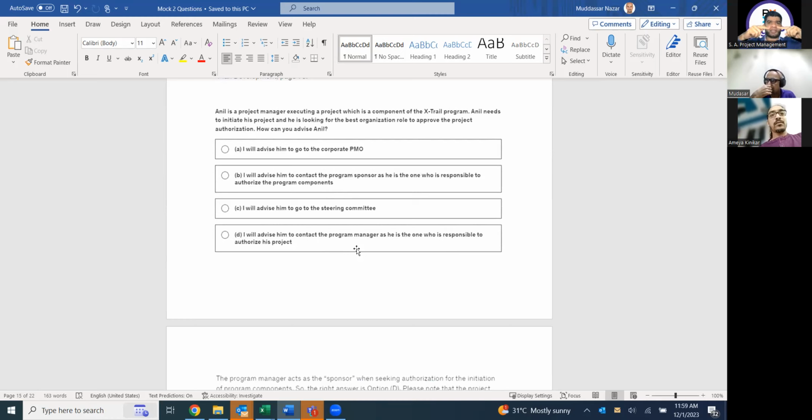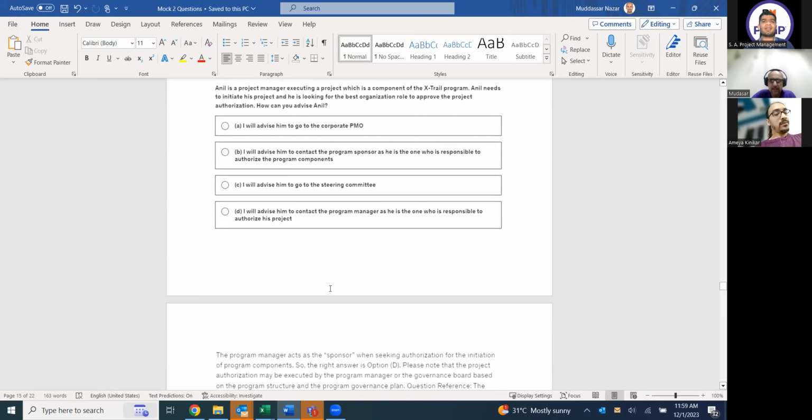Program manager will see at the program level. If he cannot do anything, he will go to the steering committee. Project manager cannot go to the steering committee. Understood. This is a trick. If it was by default, 99% of people will give the C option. Yes, including me. You're right.